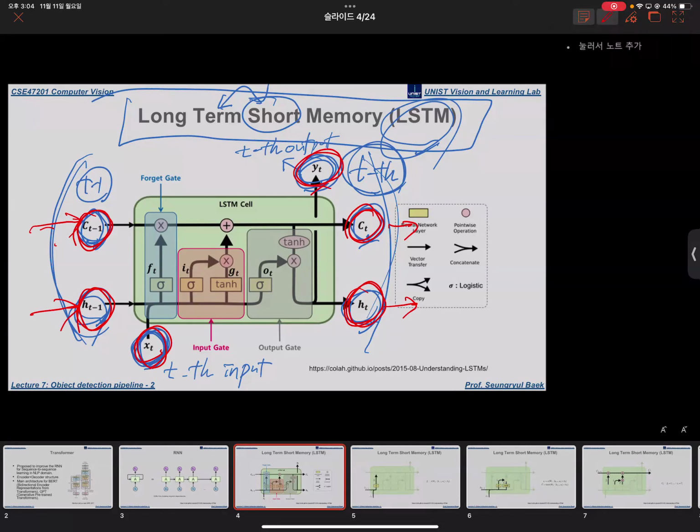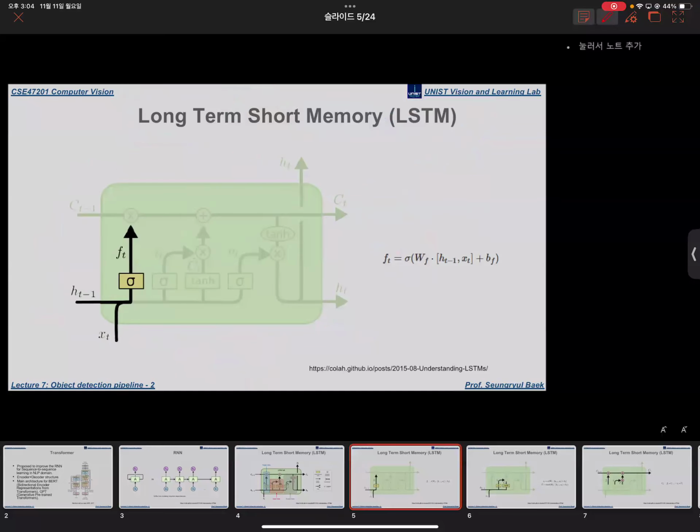Okay. And this is the forget gate, and this is the input gate, and this is the output gate. Okay, and we will see them step by step.